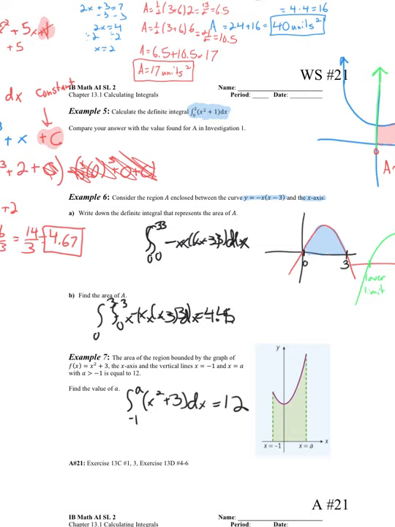Okay, so 0 to 3, and then -x times x minus 3, it should equal 4.5. So for example 7, there's a way to do this by hand to solve for a. I'm not going to waste your time with that. For this one, you're going to want to do this one in the calculator as well. And what you can do is plug it into your graphing calculator.